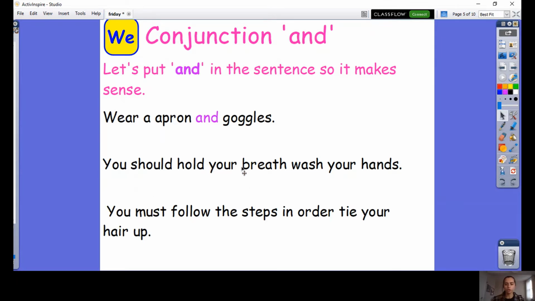Let's do our second sentence. You should hold your breath, wash your hands. Where should our conjunction and go to put those two key tips together? Pause the video and write in where the and should go.